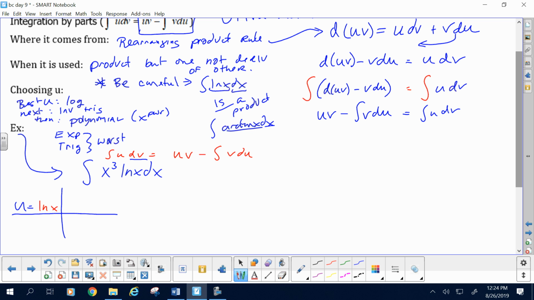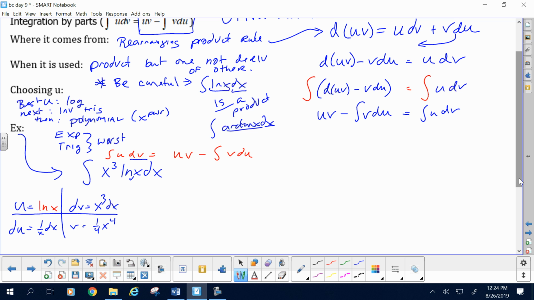So what's dv? Well, I already got the natural log, so everything else is dv. So dv is x cubed dx. All right, now we're going to do a little baby integration and differentiation in our head. First, the baby derivative. If u is log of x, then du is 1 over x dx. And v, if dv is x cubed, then v is the antiderivative of x cubed, which is 1/4 x to the 4th.